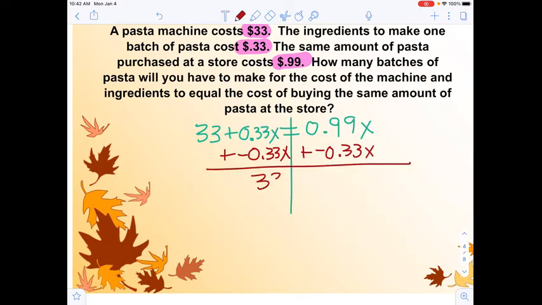And I'm left with 33 equals 66 cents times x. Okay, then to get x by itself, I'm going to divide both sides by 0.66, because the opposite of multiplying is dividing. And you can use your calculator on this. So if I take 33 divided by 0.66, I get 50.